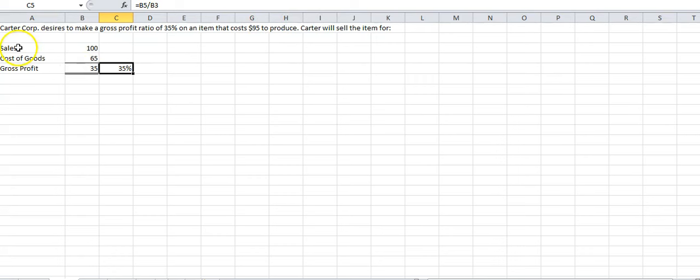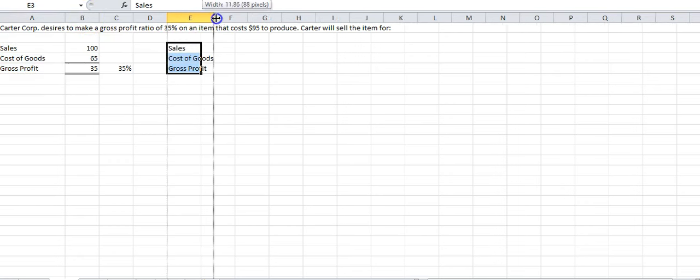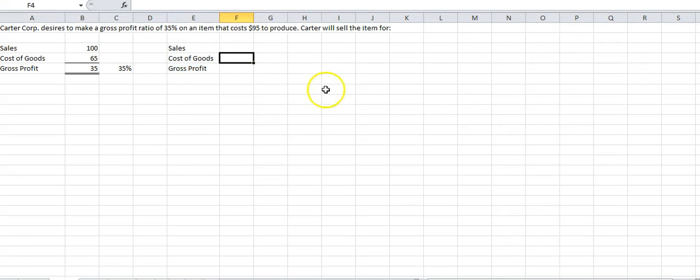But that's not the answer. This is just an example. Why? Because my product costs 95, not 65. So I want to try to solve this with 95 instead of 65. So let's take the same labels here. Let's put them here, and let's just say, I know what this is, and this is 95, right? I have no idea what this is, and I have no idea what this is. How do I solve this problem?